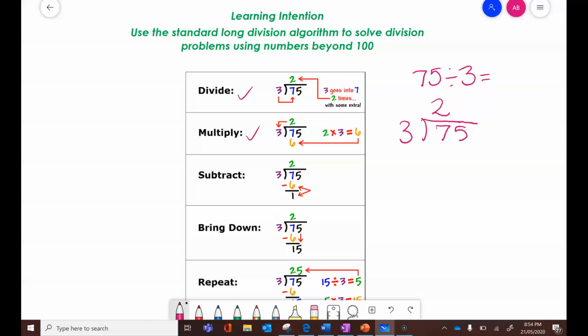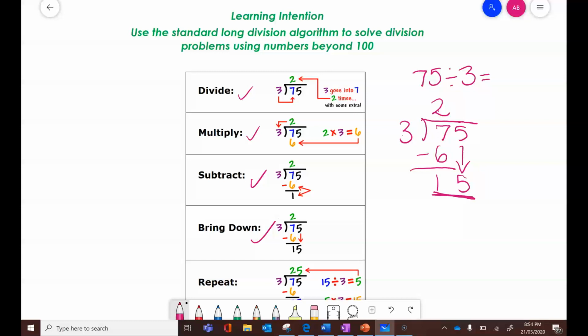So let's look at this multiplication part. 3 sets of 2 is 6. So I had 7. I've grouped them into 2 sets of 3. And then I'm going to take that away. So 7 take 6 is 1. I've got 1 left over. And then I pull down my 5. So that's the subtraction and then the bring down. And then I repeat that again. So now I'm looking at this number. And this number is 15.